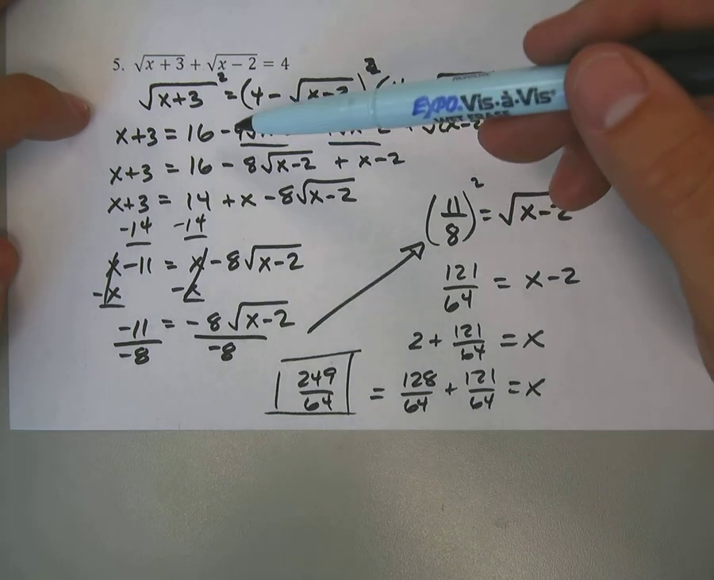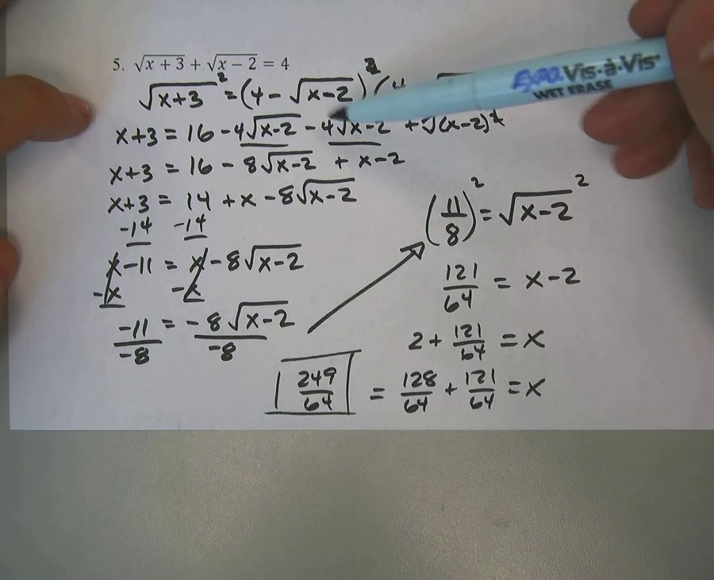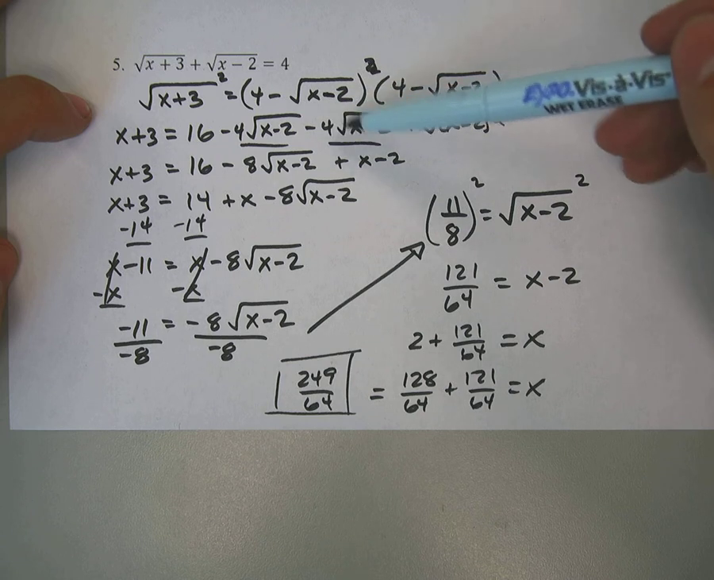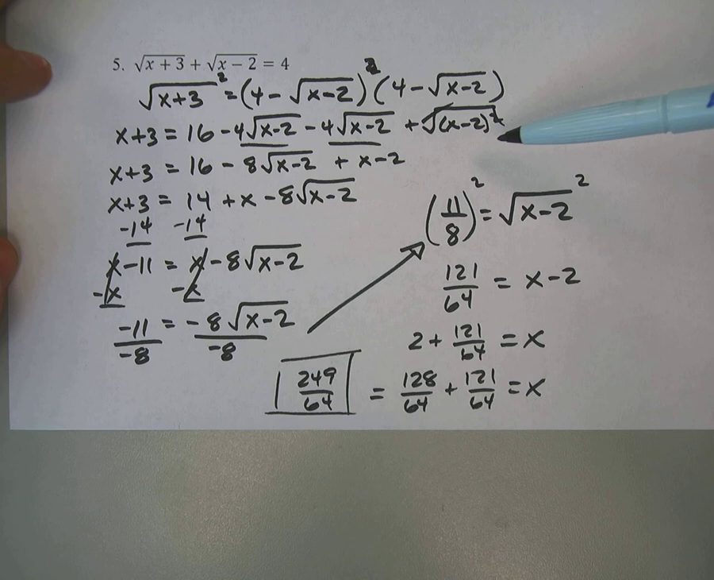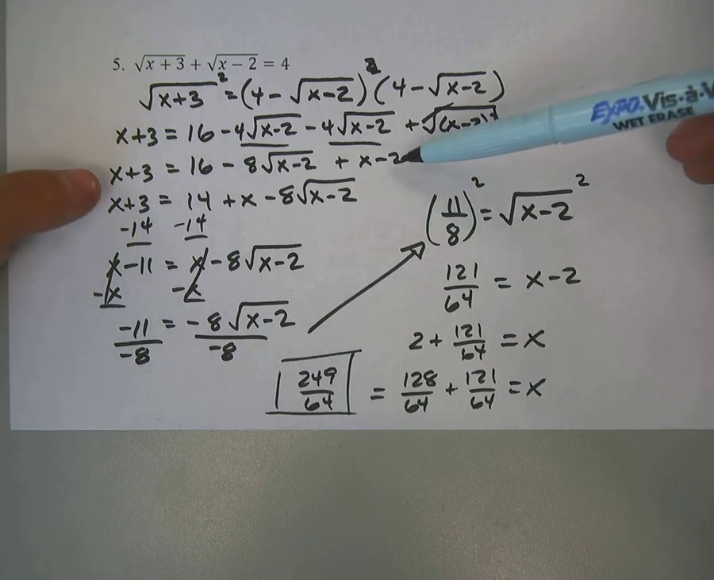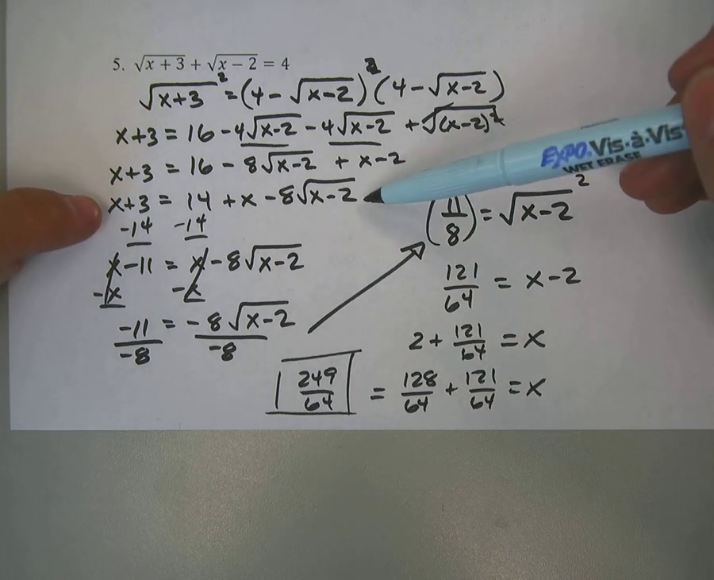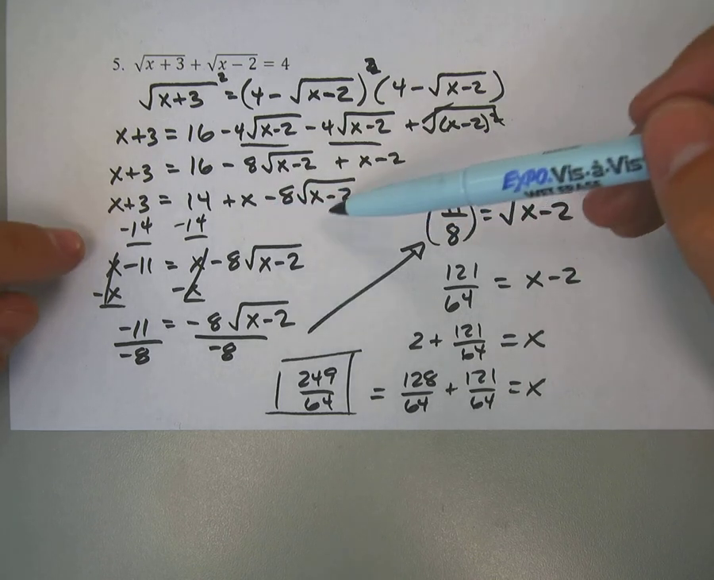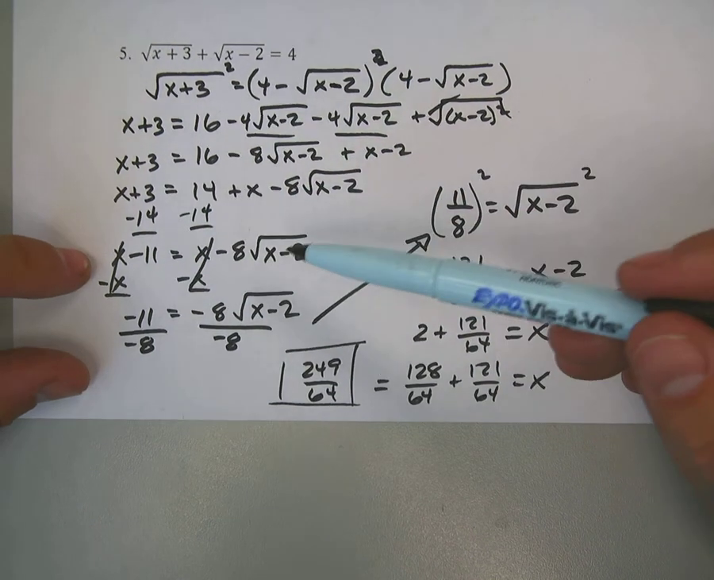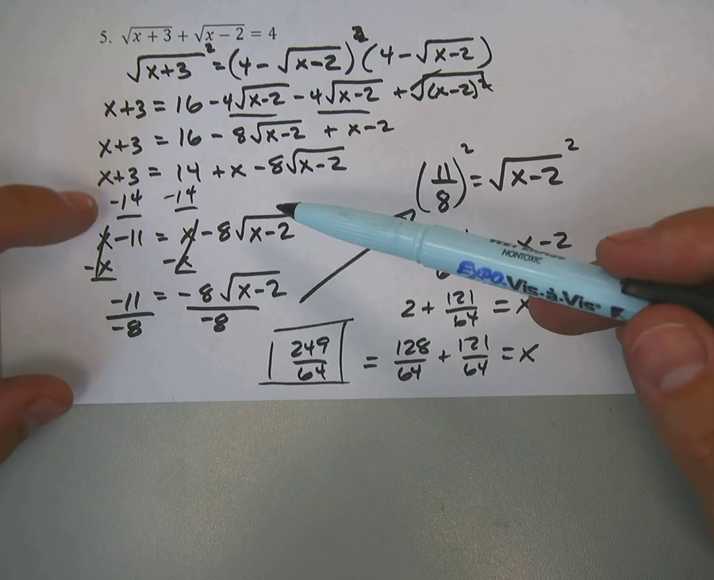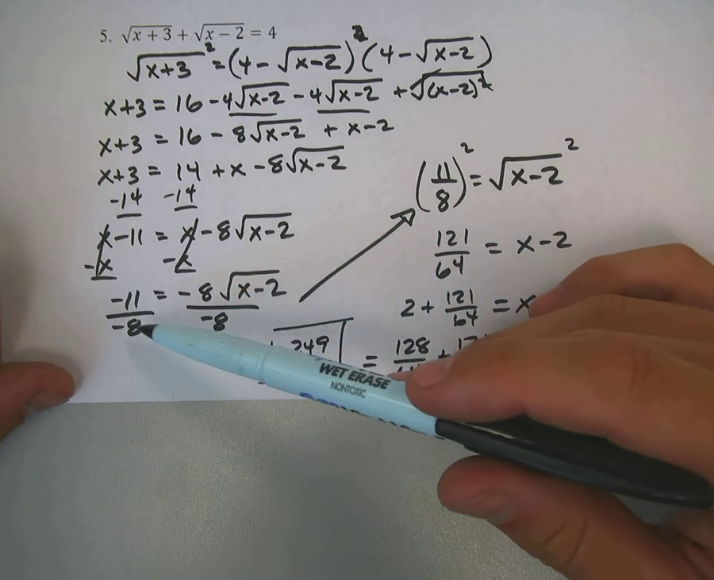So I got 16 minus 4 square root of x minus 2 minus 4 square root of x minus 2 plus x minus 2 essentially. And I just simplified this all the way down. I kept on simplifying it all the way down. I isolated this radical again. So I subtracted the x. When I did all that, I then divided by negative 8.